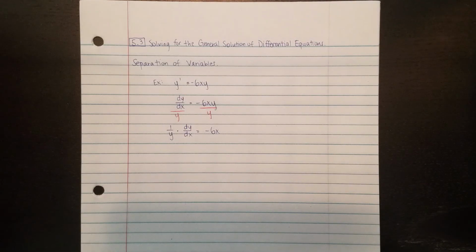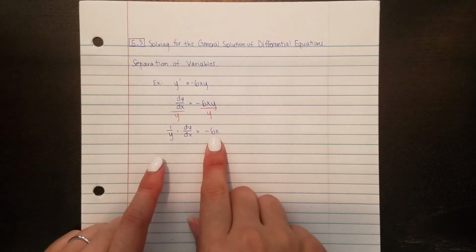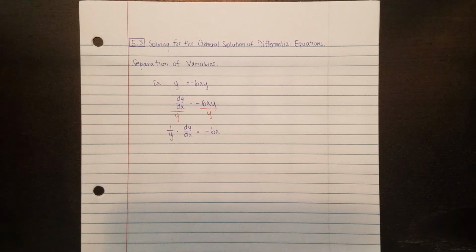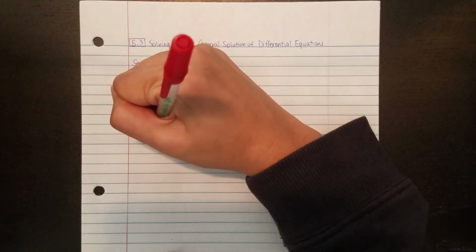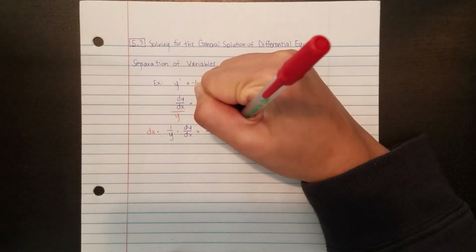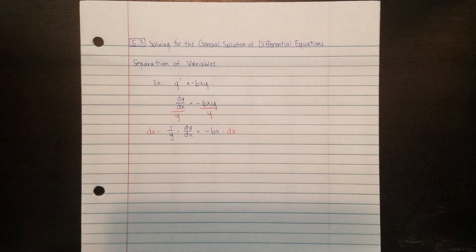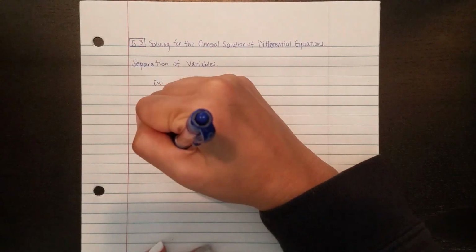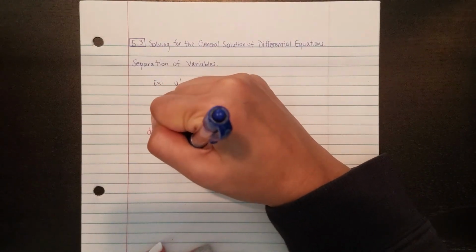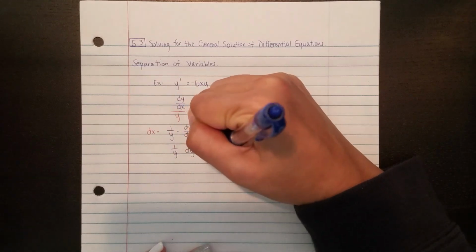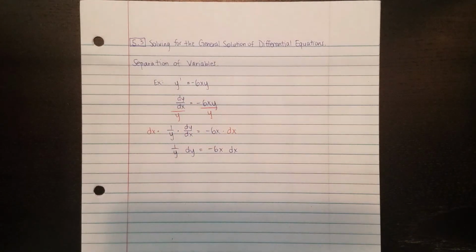And then now I have y's on this side, x's on this side, except for this dx here. So I'm actually going to multiply both sides by dx. That way I end up with just 1 over y dy equals negative 6 dx. There. Now I have all y's on one side, all x's on the other.